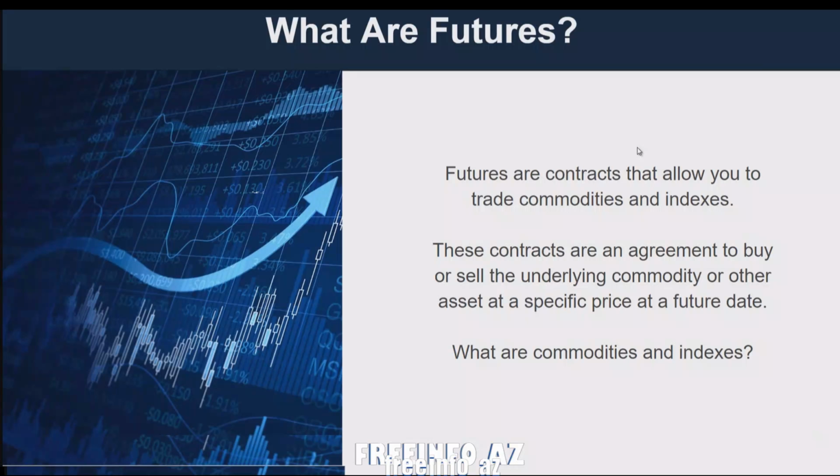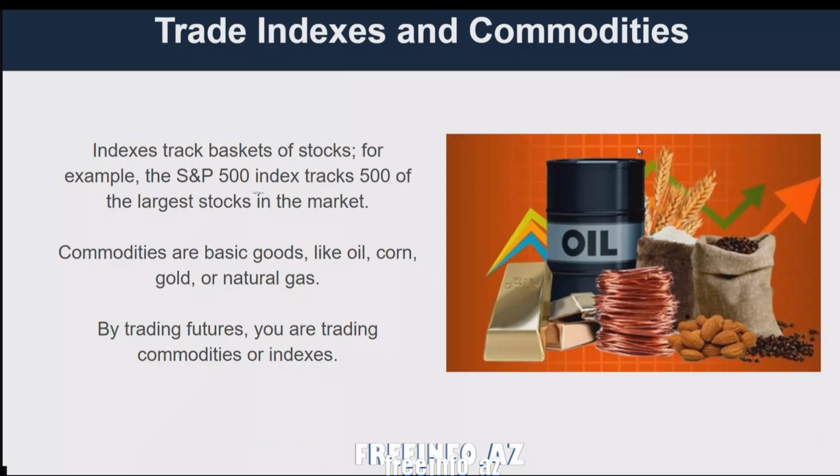So what are commodities and indexes then? All right, well, the index is the S&P 500. We call this the ES in the futures world. And then, of course, commodities are basic goods like oil, corn, gold, and natural gas. By trading futures, you're trading commodities or indexes, so you are straight to the source as far as the contract. You're opening and closing contracts to buy or sell based on the price and what you expect it to do over a given amount of time.